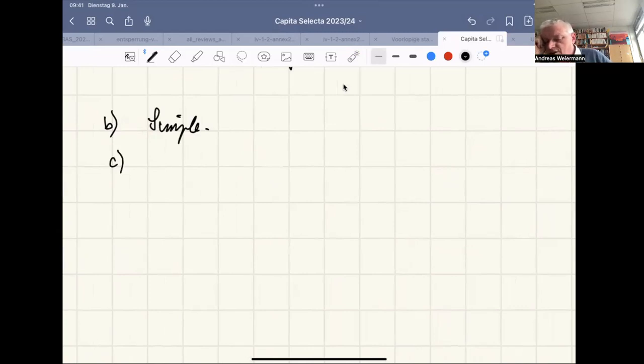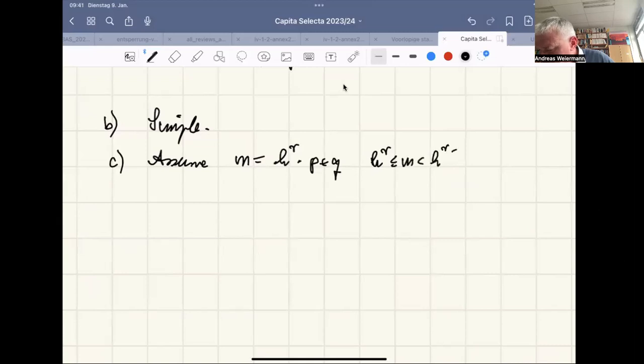C is also simple, but it requires an argument. So assume m is in k normal form, k to the r times p plus q. We have k to the r is less than equal to m, smaller than k to the r plus 1. P is smaller than k. Q is smaller than k to the r.